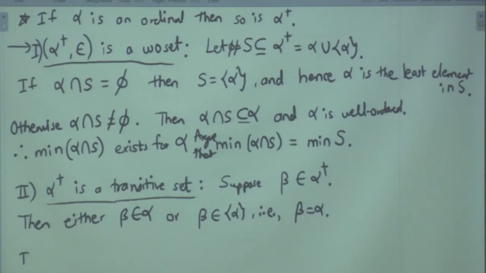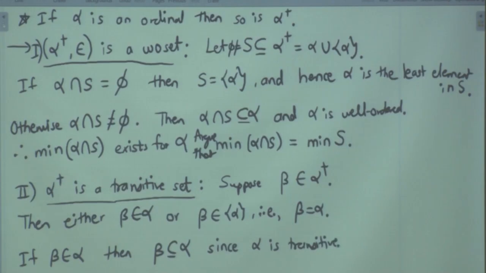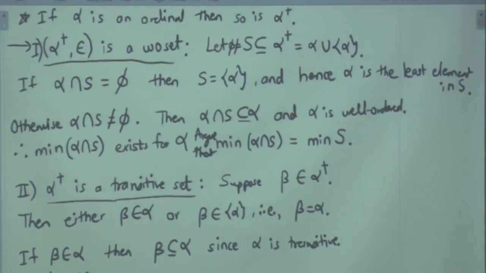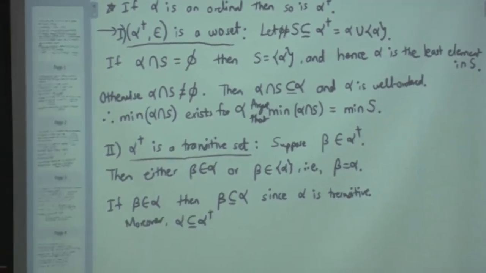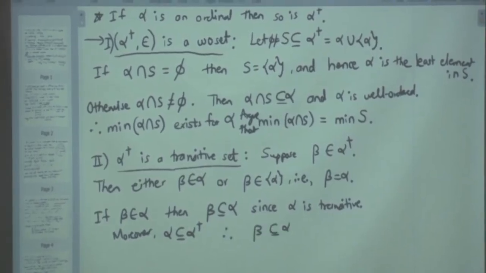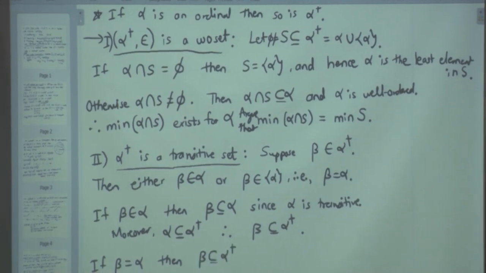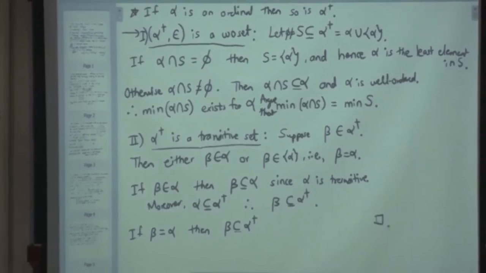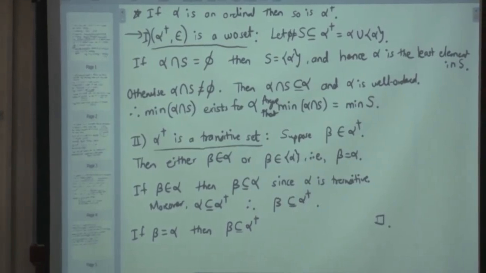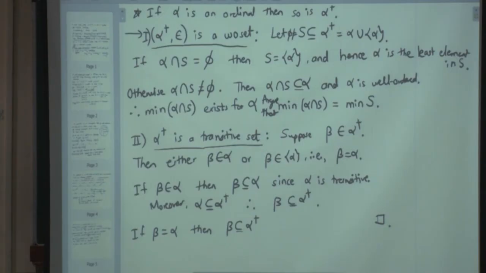Now what happens if beta belongs to alpha? Then beta is a subset of alpha, since alpha is transitive. Moreover, alpha is itself a subset of alpha plus. So therefore, beta is a subset of alpha plus. That's what we needed. Now, if beta is equal to alpha, then beta is automatically a subset of alpha plus. So we are done. The proof is complete. So what did we show so far? That successors of ordinals are again ordinals.